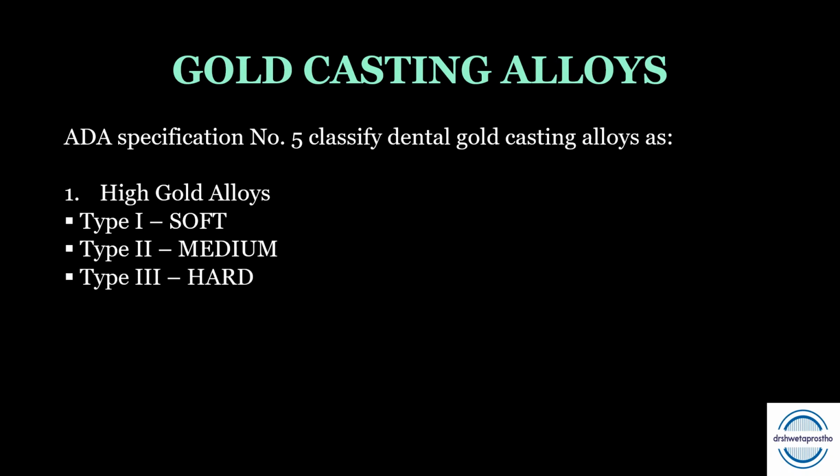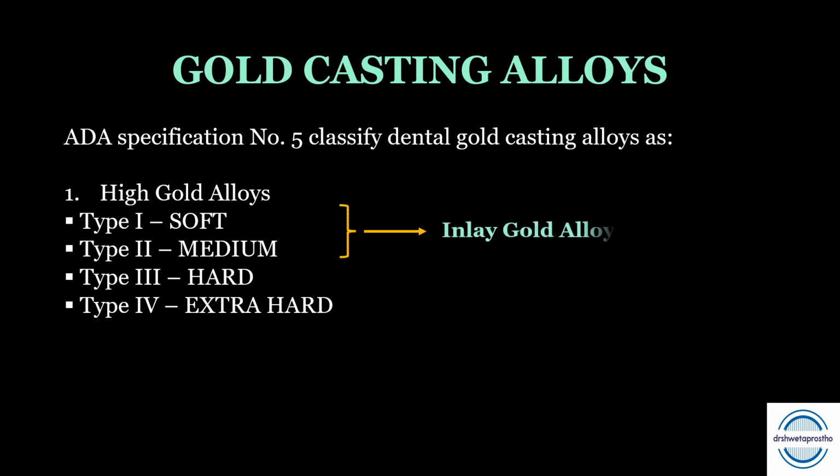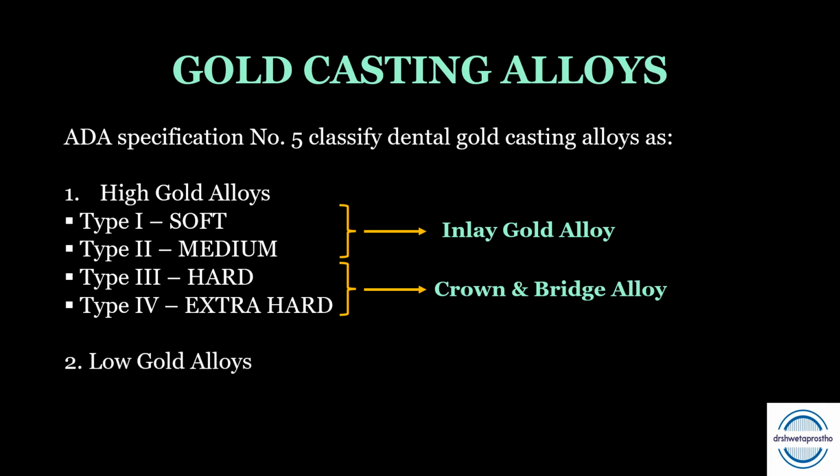Now their mechanical properties decide their use. Type 1 and type 2 are called the inlay gold alloys, and type 3 and type 4 are called the crown and bridge alloys. Second are the low gold alloys and third are the white gold alloys. Now let us discuss them one by one.